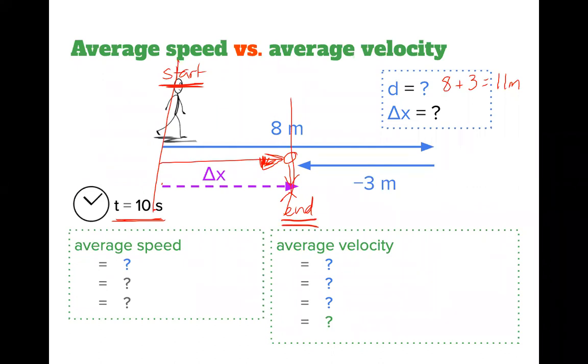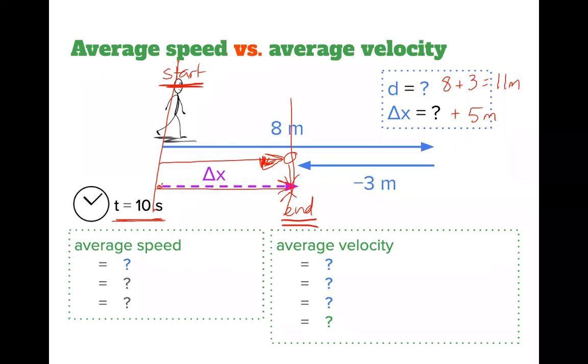So I started at 0 and I ended over here. That's not 8 meters away. It's actually 5 meters away from where I started. So that displacement isn't just 5 meters though, because that wouldn't tell me, are you 5 meters to the right of your starting point or 5 meters to the left of your starting point? It's going to be positive 5 meters to indicate 5 meters to the right of your starting location.